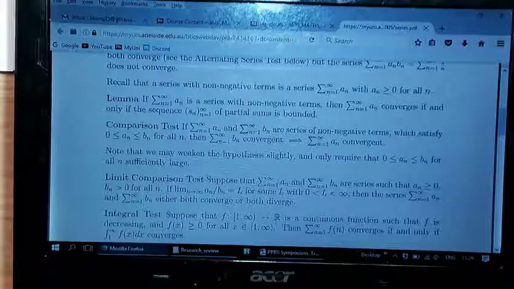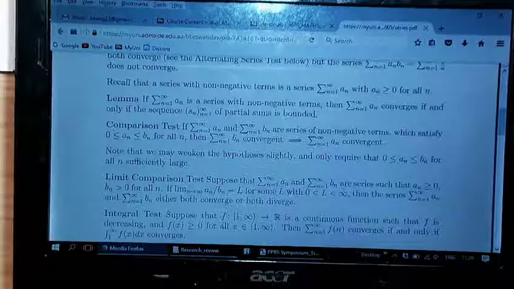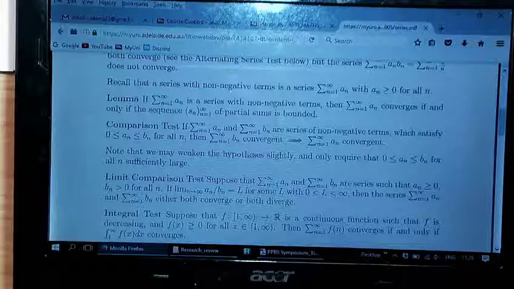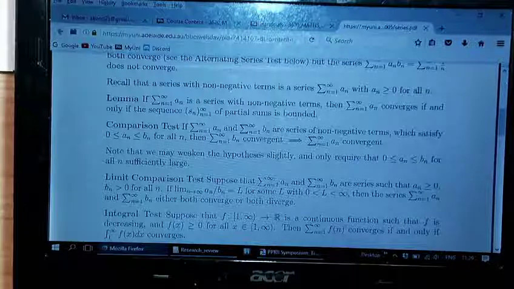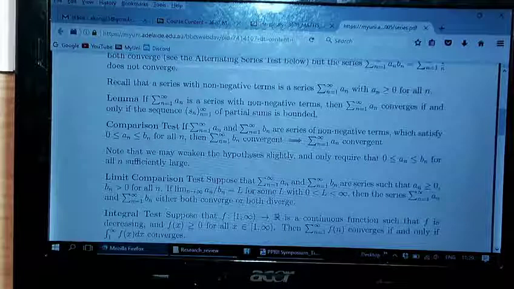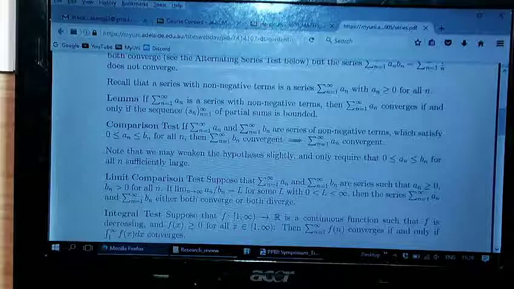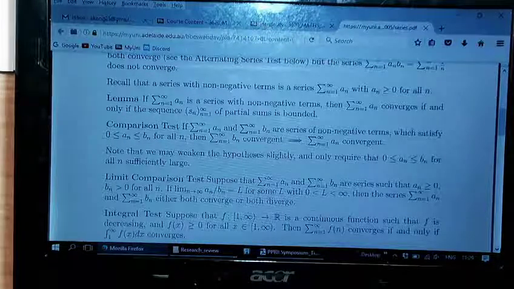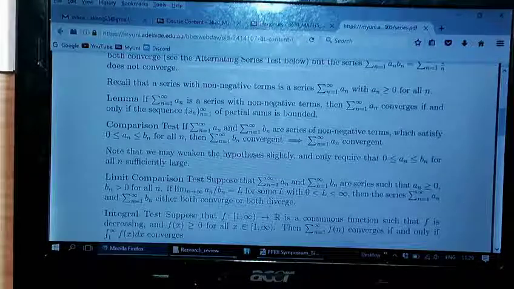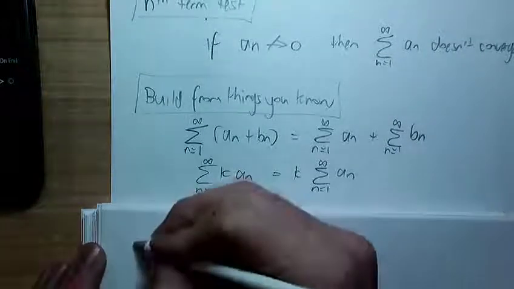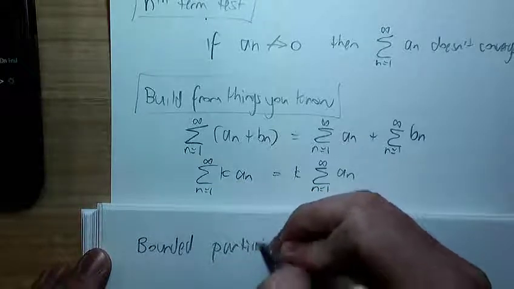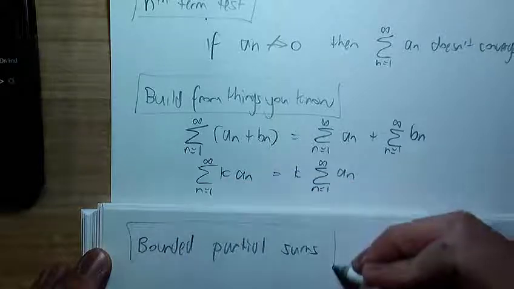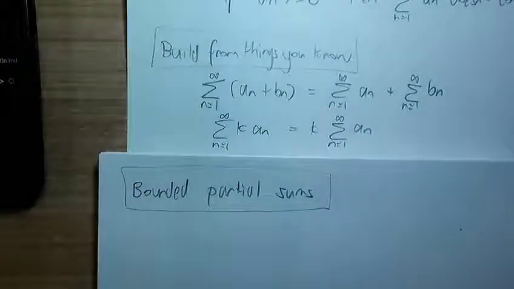If AN is a series with non-negative terms, then that converges if and only if it's bounded. Well, that's cool. Oh, the partial sums are bounded. Okay, not the individual terms. Right. So basically, bounded partial sums, well, bounded positive partial sums, basically.